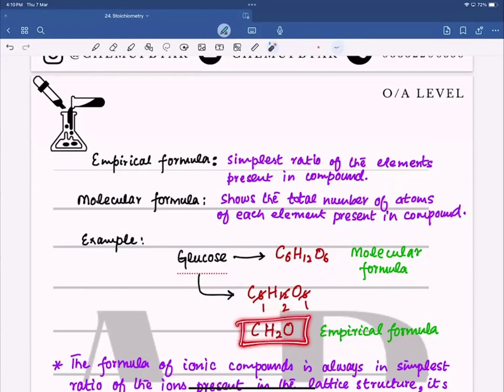It is just telling me the simplest ratio of the elements which are present: in glucose, 1 carbon is present with 2 hydrogens and 1 oxygen. So that's it. This is called the empirical formula.